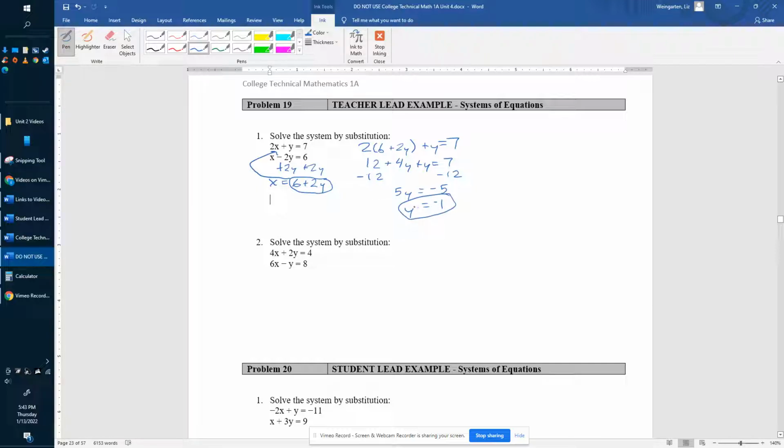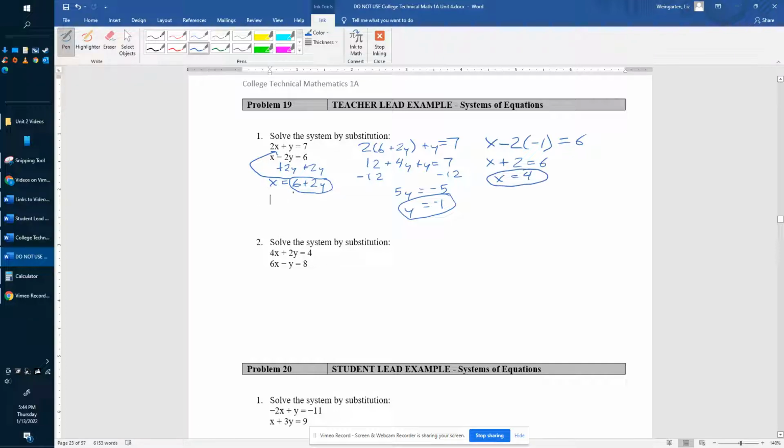Now we can plug this negative 1 into either one of these equations and get what we need for x. It is completely up to you. I typically choose what I feel is going to be the easier equation to plug it into, so I'm going to plug it into the second equation. So we get x minus 2 times negative 1, because that's what we got for y, equals 6. This will be minus a negative 2, so it'll be plus 2 equals 6. Subtract 2 from both sides, and we get x equals 4.